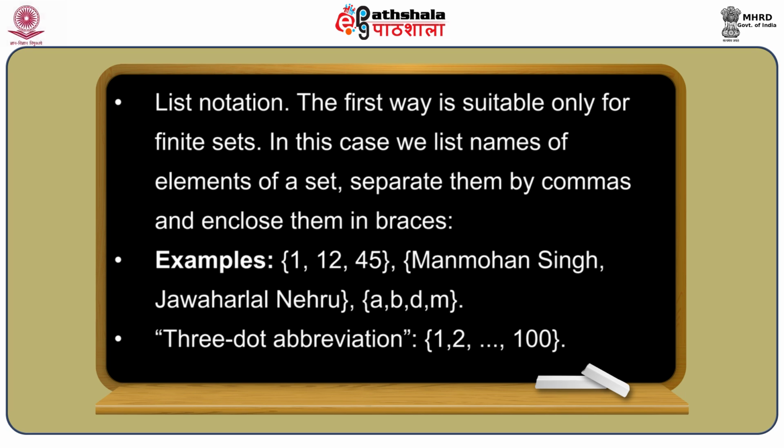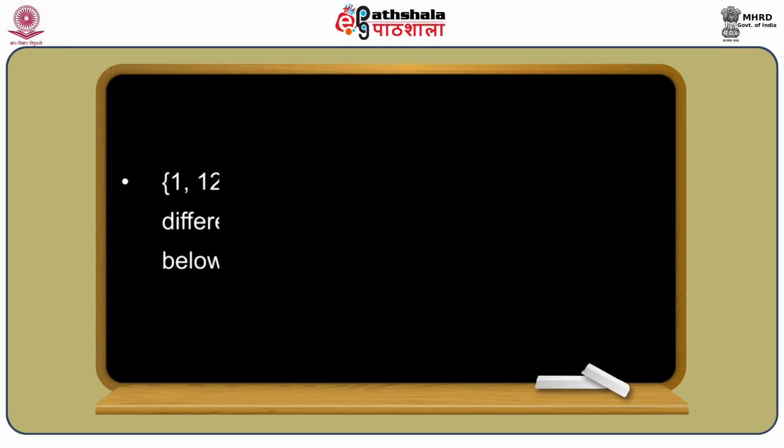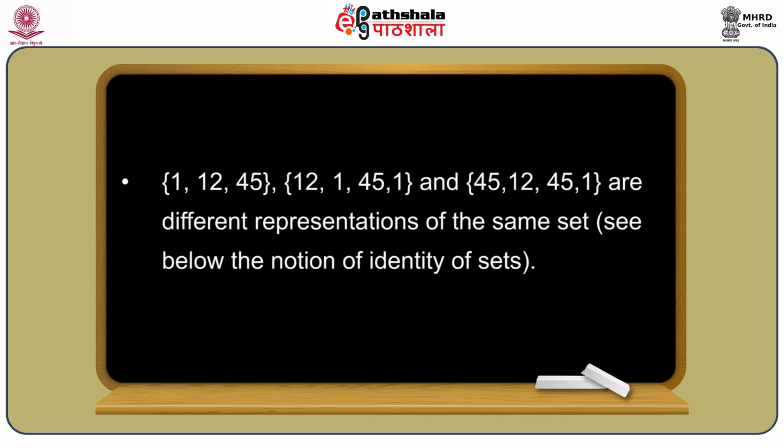Note that we do not care about the order of elements of the list, and elements can be listed several times. So {1, 2, 45, 12, 1, 45}, {45, 12, 45, 1, 12, 1, 45, 1}, they are all different representations of the same set. See below the notion of identity of sets.